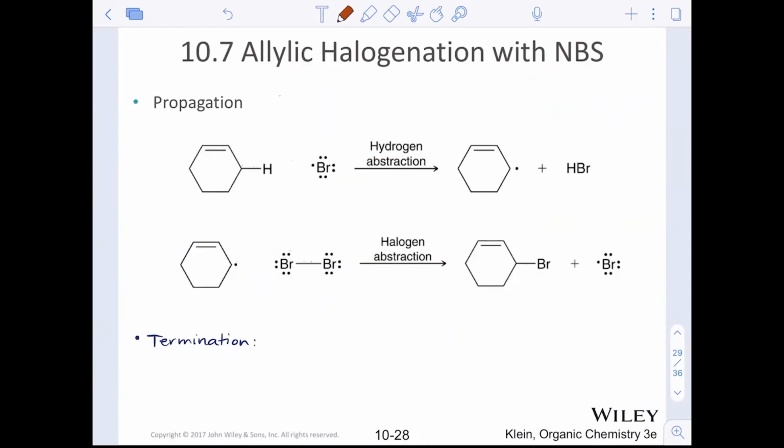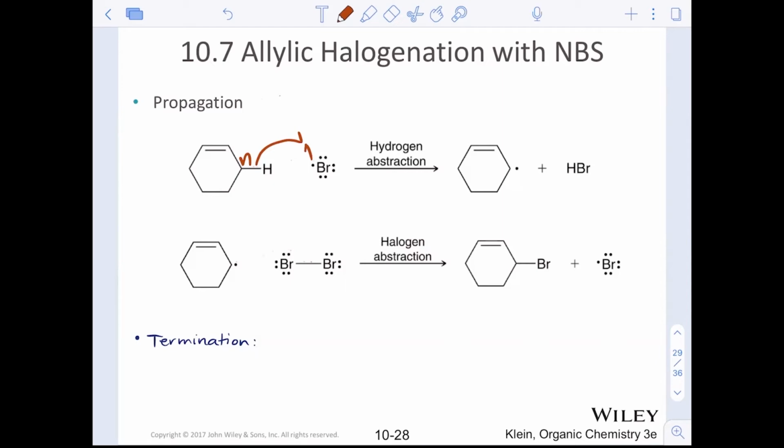Now for our hydrogen abstraction and halogen abstraction in this reaction, we will see two propagation steps. The first one is the bromine radical coming to make a new bond with the hydrogen. Hydrogen abstraction, we're pulling off the hydrogen. The other electron in that bond will go to become a radical on the carbon. Now this is very similar to what we saw previously with our halogenation reaction. It should be very similar. The only difference is the first step when we do homolytic cleavage of NBS.